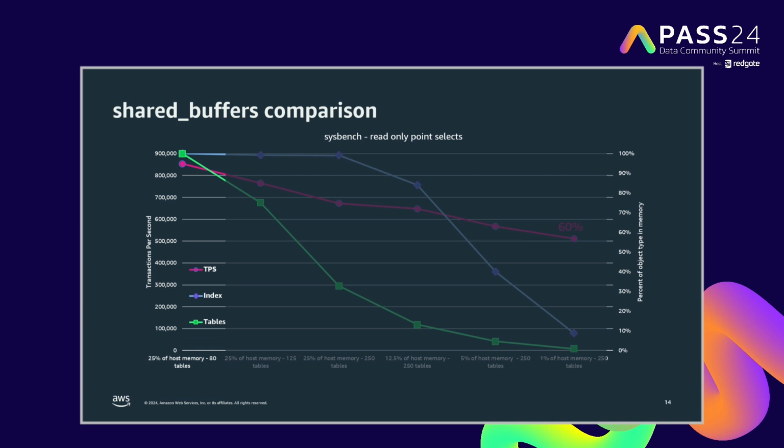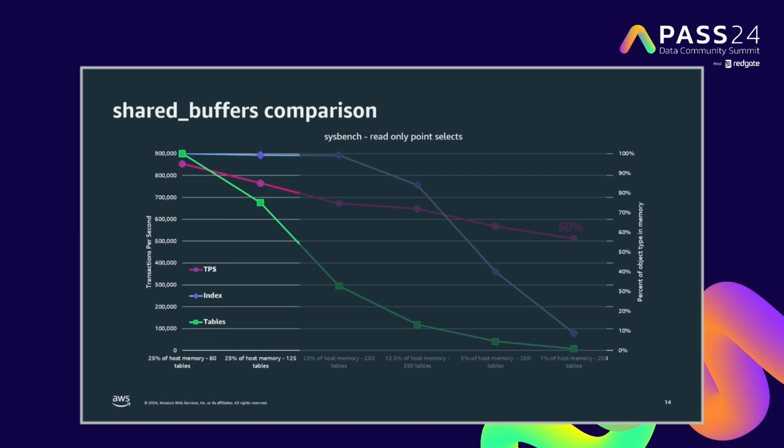And the green line is the amount of table data that's in cache, and the blue is the amount of index in cache. So we start off where we have 25% of the host memory in shared buffers with 80 tables. And so at this point, my working set size fits inside of that 25%, right? So it's all in shared buffers. We get a really good number, almost 850,000 TPS here, and everything's in cache.